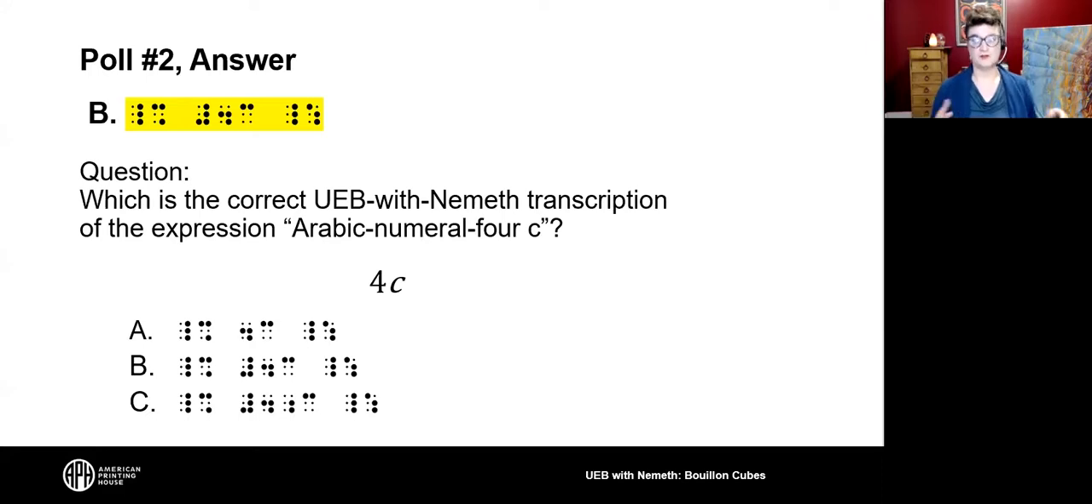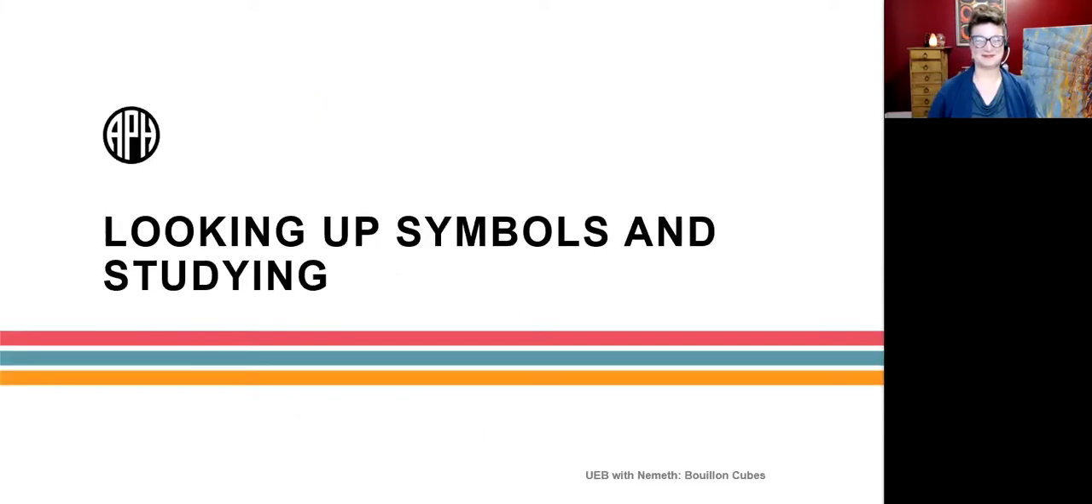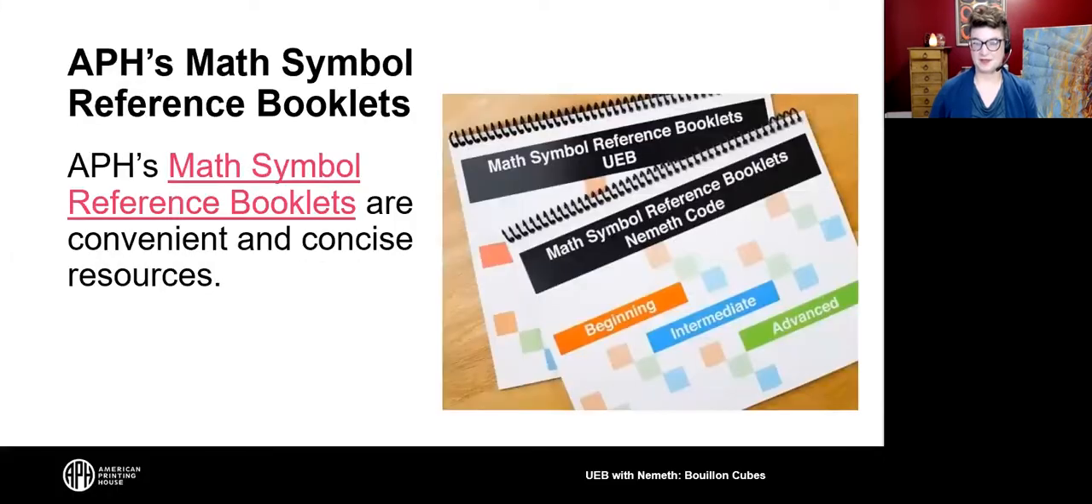And there is no need for any additional Braille cells to distinguish the 4 from the C, because they happen in different parts of the Braille cell. Remember earlier when we talked about the asterisk, the crosshatch, the paragraph sign, etc. There are often symbols we need to look up as we do a Braille transcription, particularly a UEB with Nemeth transcription, because the code is so detailed and specific about which cells to use in which place.